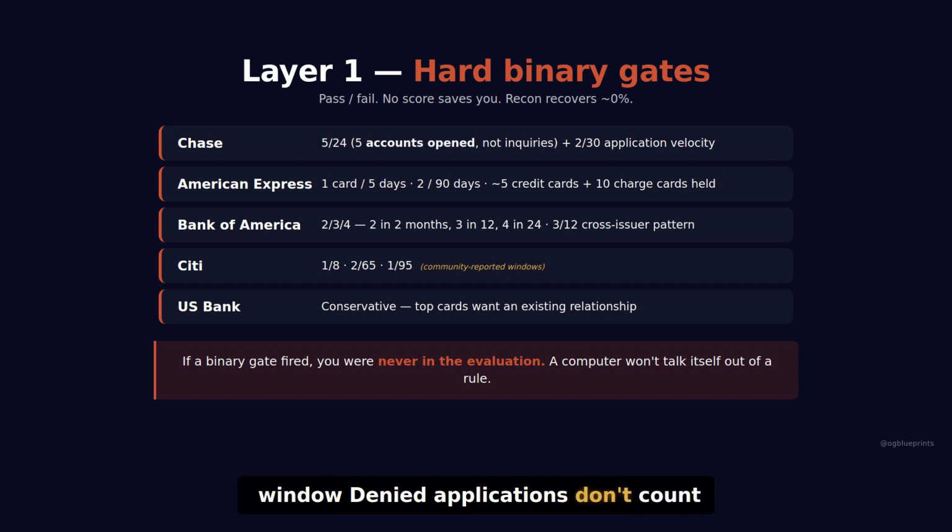Denied applications don't count. And there's a second separate Chase gate people forget, the 2/30. Chase usually won't approve more than 2 personal card applications in any 30-day window. That one's about how fast you're applying, not how many accounts you hold. 2 different layer 1 gates at the same bank.